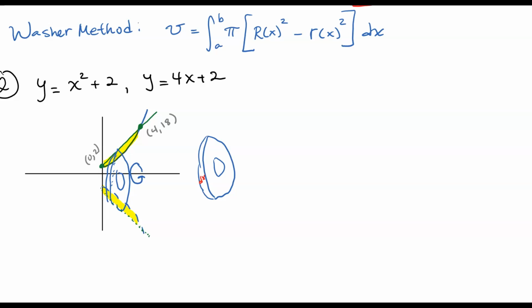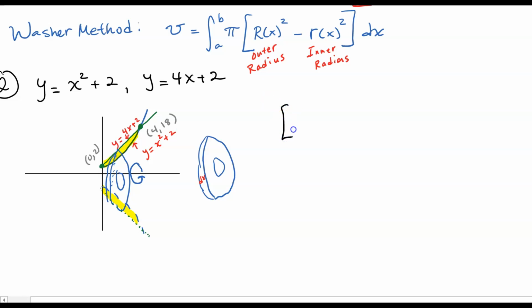So this is where the formula for this one is similar yet different, and that is to say that the capital R of x here represents what we call the outer radius, and the lowercase r of x represents what we call the inner radius. So what we're going to do is look at these two functions, and I'm going to tell you that the one on the top, the outer, will be represented by 4x plus 2, and the inner radius will be represented by y equals x squared plus 2. And so we've got that right there.